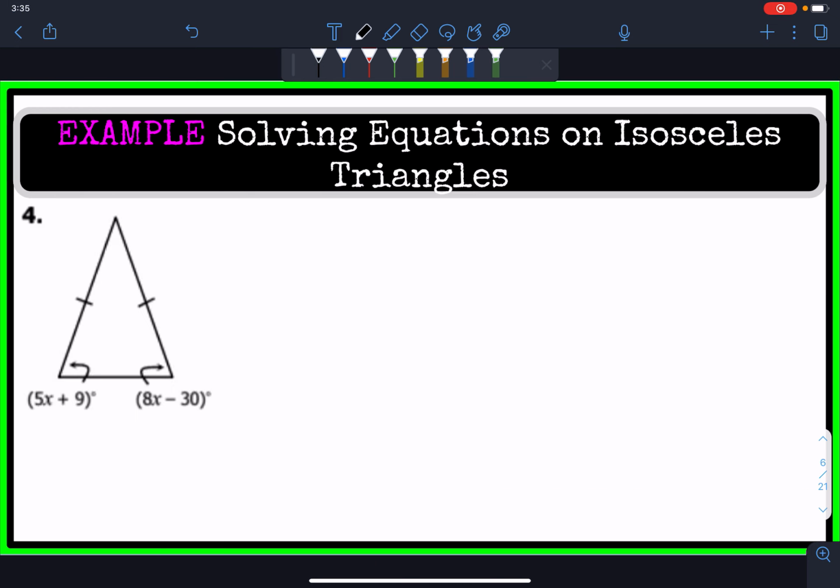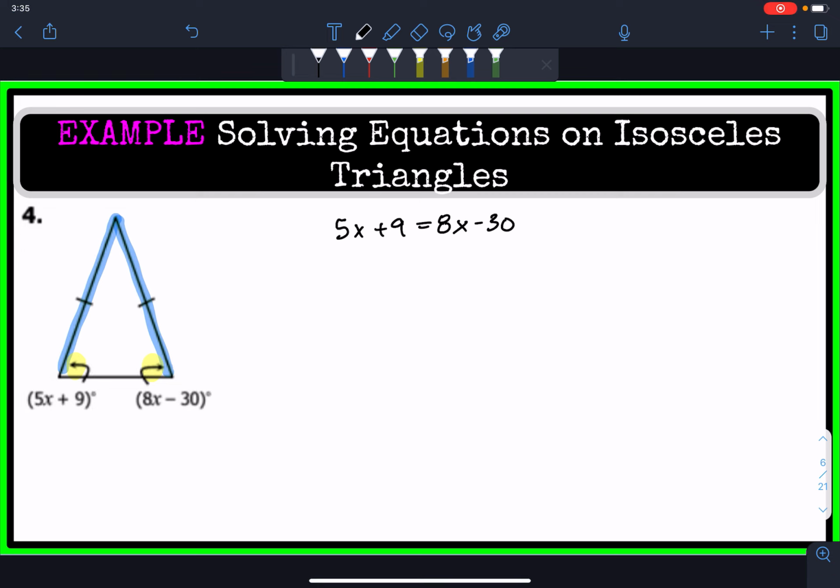Now, solving equations on isosceles triangles. Well, just like before, the key idea in understanding isosceles triangles is knowing which of the two sides are congruent. So since these two sides are congruent, that means these two angles are going to be congruent, and because they're congruent, they're equal to each other. So the way I'm going to solve this equation is to get 5x plus 9 and have it equal to 8x minus 30.